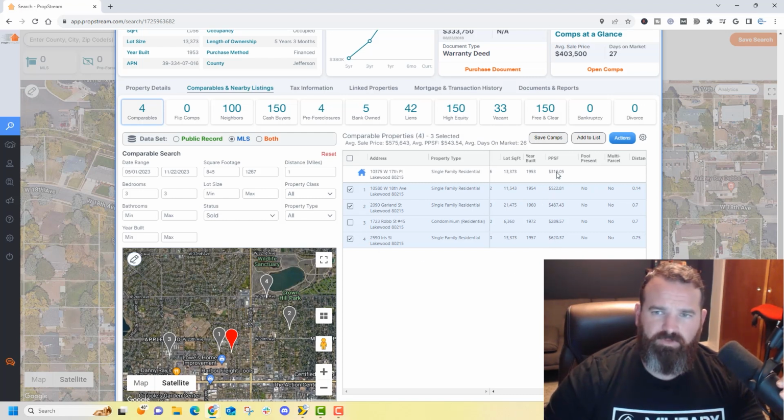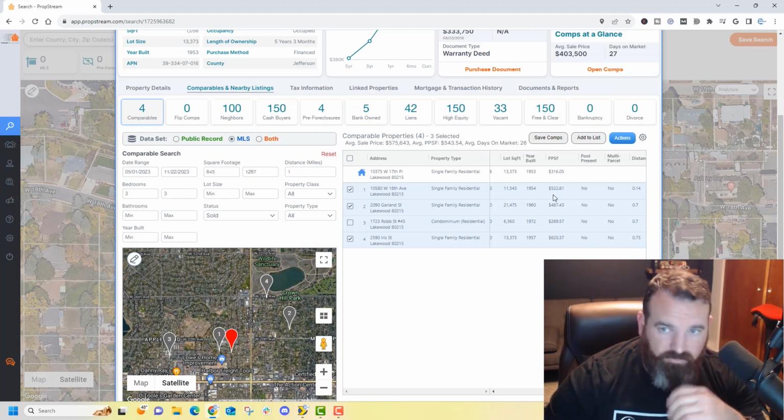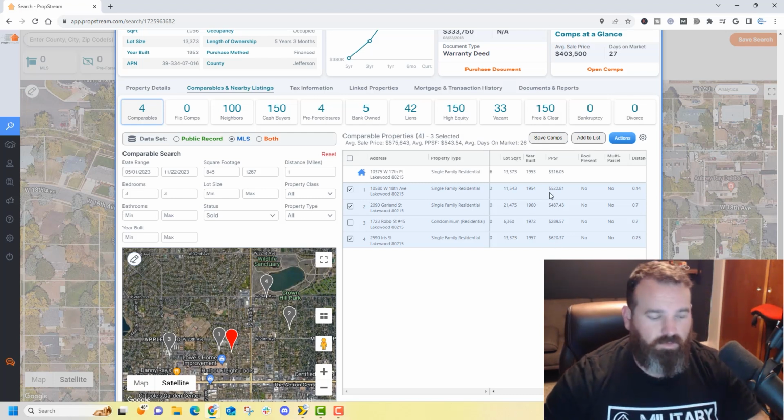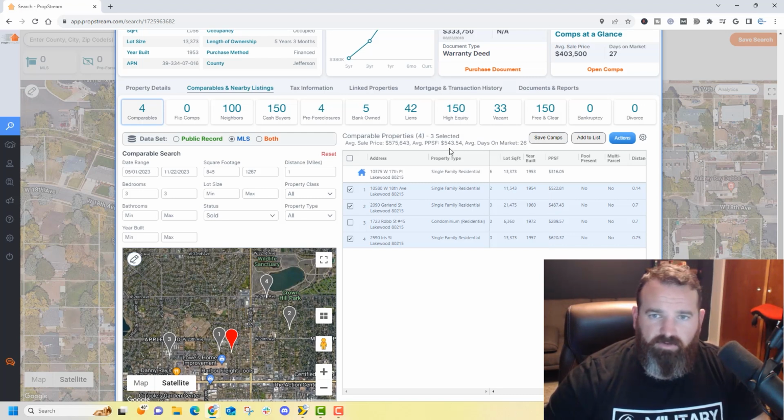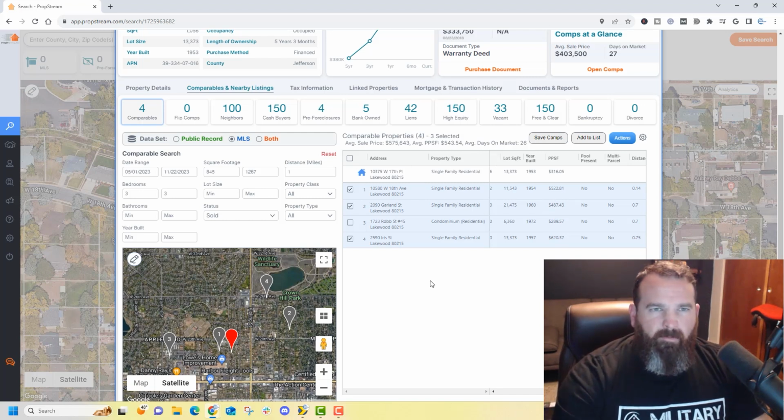So again, the average price per square foot going off that is $543.54. Now these two are 3-2s, so maybe you take that down to like 520 a square foot. The more you know your market, the better, but that'll give you an idea. So let's say it's 543 just to use this.